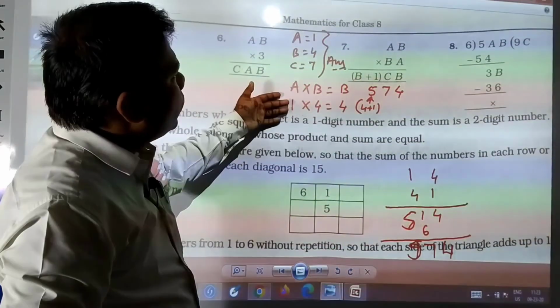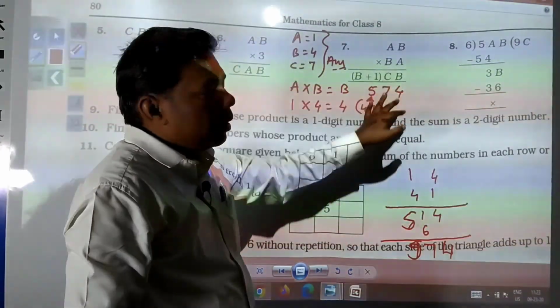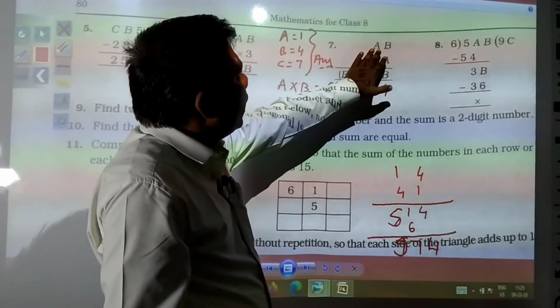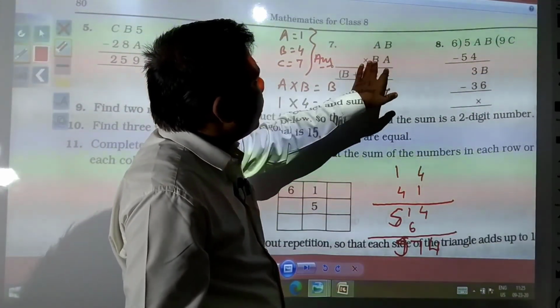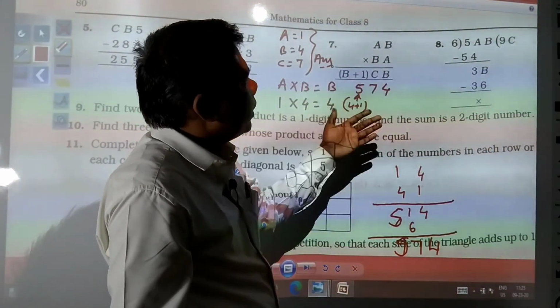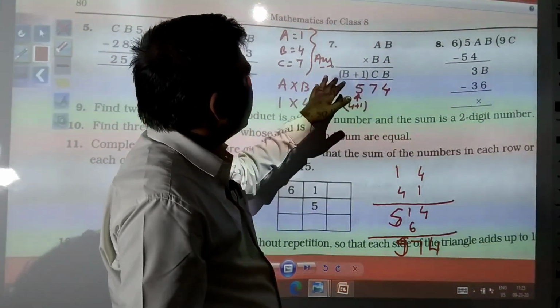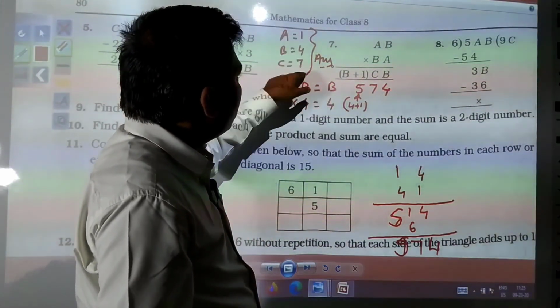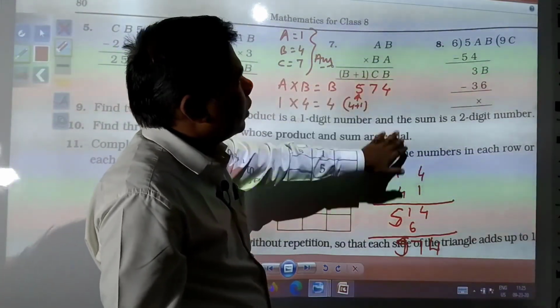Any other values also, if you want to try, you can try, and you may get some other values also. In place of A, B and C, especially in place of A and B, you can put some other values also, and it may happen that the answer will be correct. So it is not necessary that the values you have got now are the only correct answer. Other values also you can put and you can try.